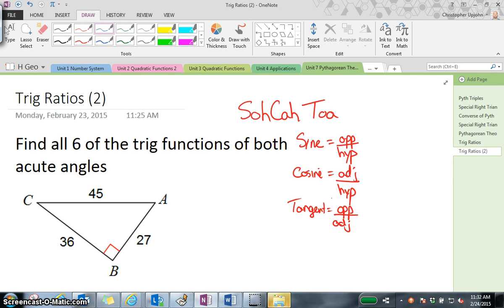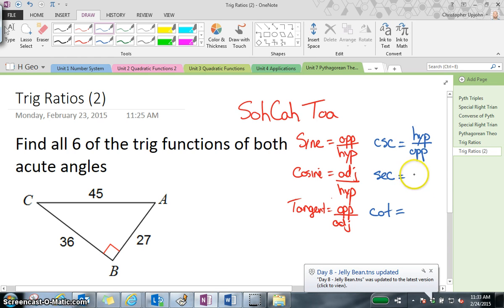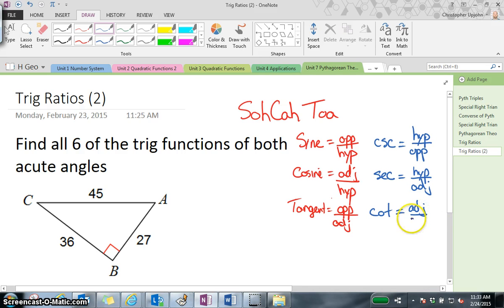Now, what are the other three trig functions that we mentioned yesterday? Secant. Secant gets paired up with cosine. What else? Cosecant and cotangent. Now, how do we get cosecant? It's a reciprocal of sine. Hypotenuse over the opposite. Secant is the reciprocal of cosine. Hypotenuse over adjacent. And cotangent is reciprocal of tangent.